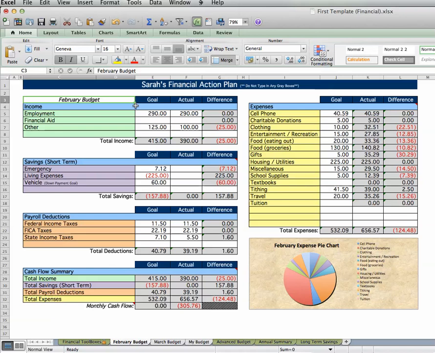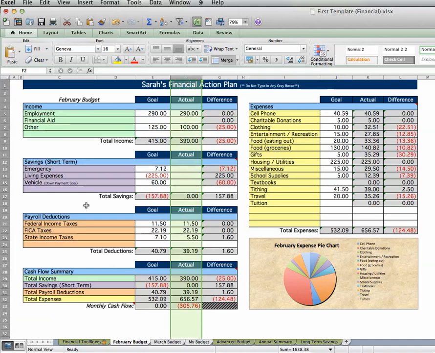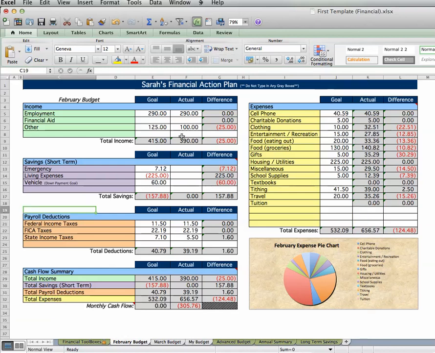But essentially what I want to do here is walk you through a little overview of what it's all about. Her employment goals she has set for the month of February were $290 coming from a part-time job and $125 from some support from her parents. And then in column F, you'll notice we have the actuals, just like we do over here in column K. So we've already put in the actuals for virtually everything except for the savings.